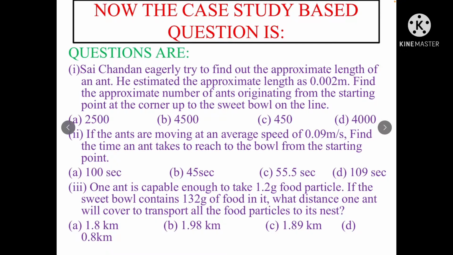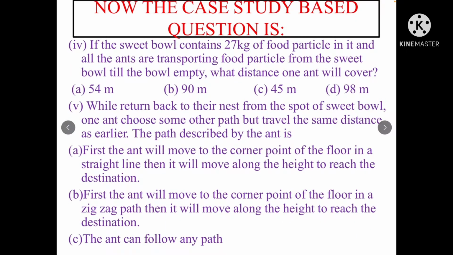Options are given. One ant is capable enough to take 1.2 gram food particle. If the sweet bowl contains 132 gram of food in it, what distance will one ant cover to transport all the food particles to its nest? The options are given. Question number 4. If the sweet bowl contains 27 kg of food particles in it and all the ants are transporting food particles from the sweet bowl till the bowl is empty, what distance will one ant cover? The options are given.